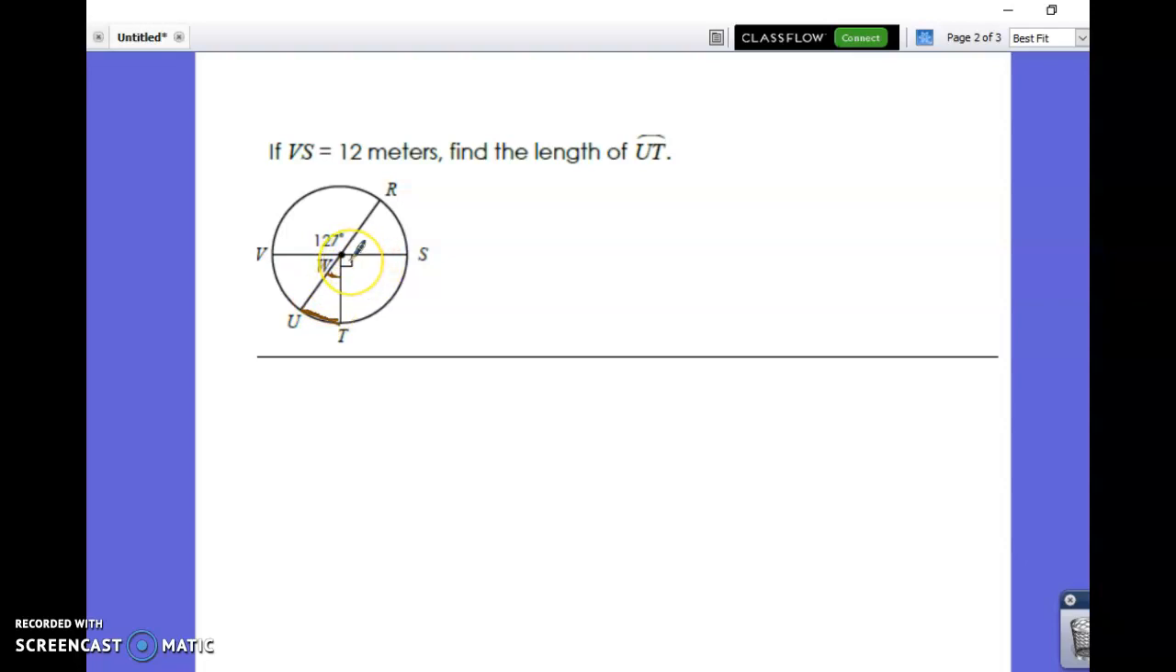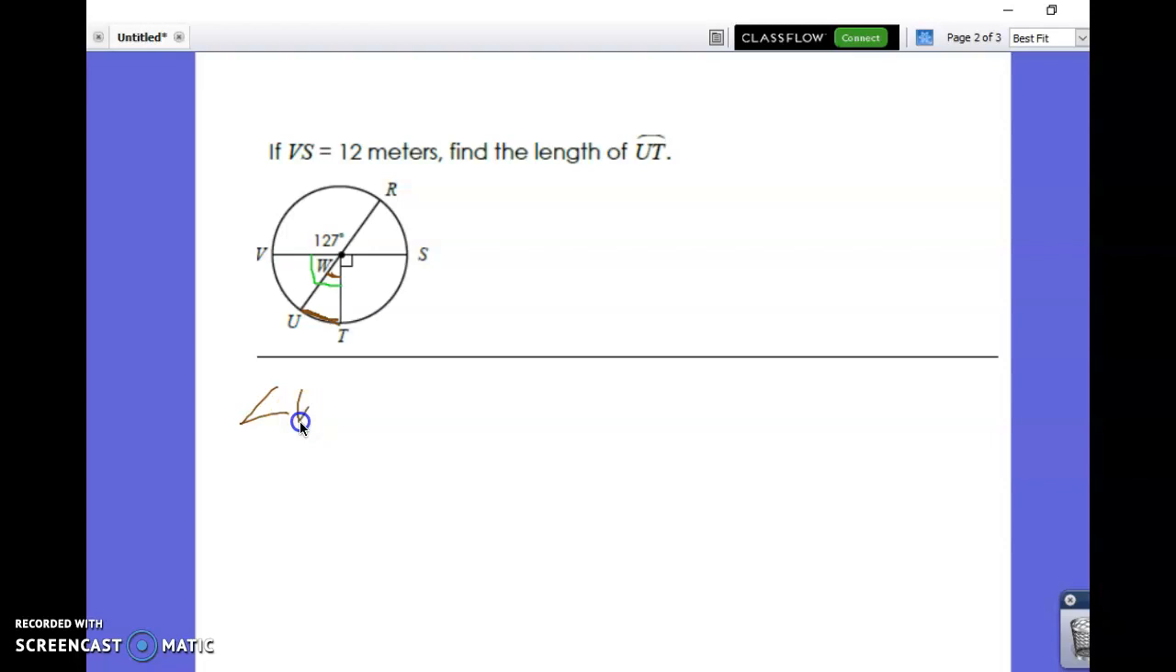If you notice, this side is 90 degrees. That means this whole side right here is going to be 90 degrees as well. Let me switch colors. So this whole piece right here is 90 degrees. We need to find what W is, and then from there we can figure out what angle UWT is going to be. So let's find angle VWU. Let's switch colors.